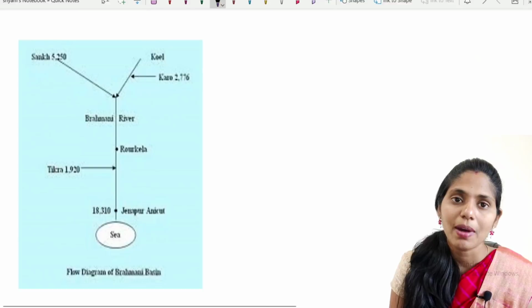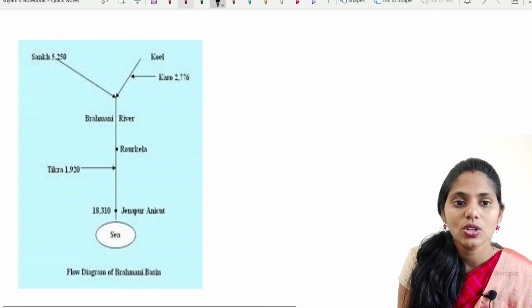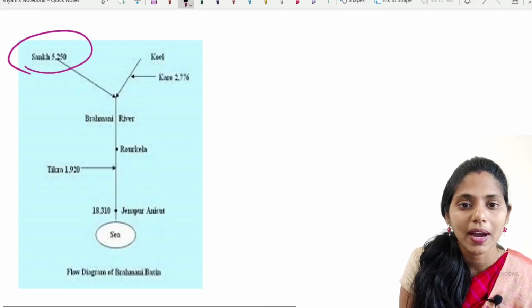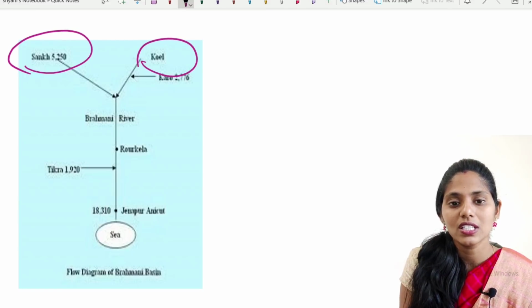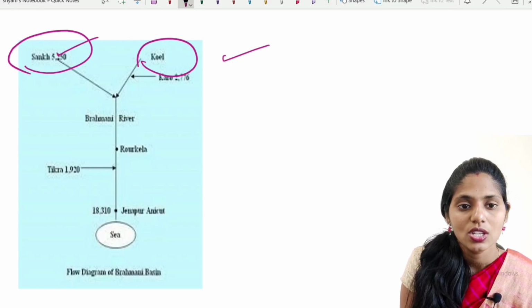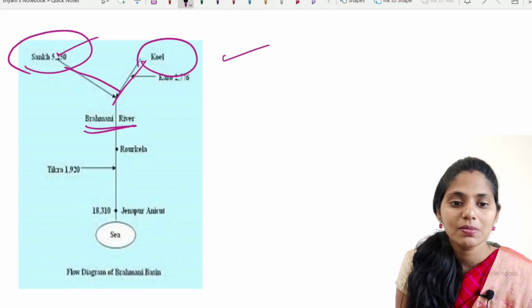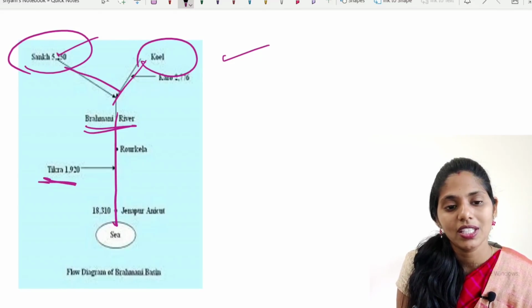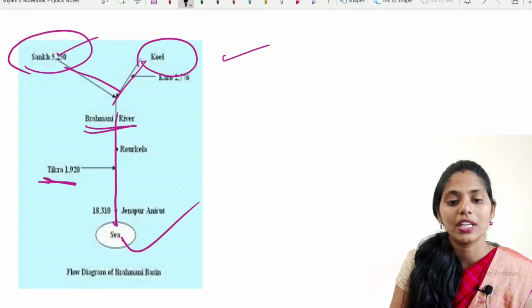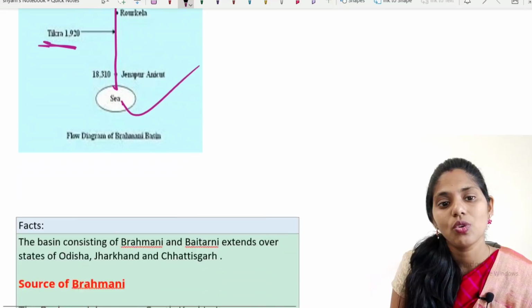So now let's talk about this Brahmani river. It is mainly formed by the joining of two rivers, Kol and Sank. They join to form this Brahmani river. And finally this Brahmani river is joined by one more tributary, Tikra, and it finally joins the sea. It is an east flowing river.